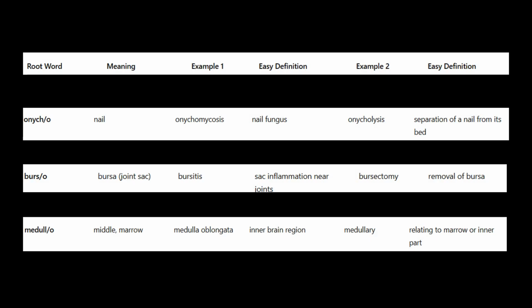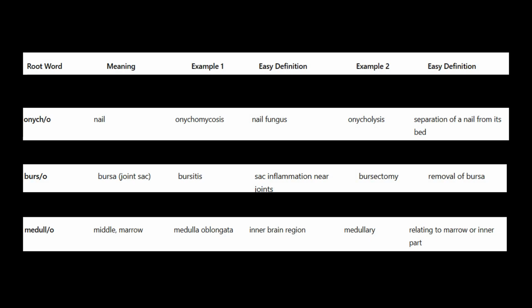Likewise, there is a terminology, onycholysis, which means separation of a nail from its bed. For any medical purpose or for any treatment purpose, if a nail is completely removed from its bed, then that entire process is denoted with the terminology onycholysis, where the root word is onych. Okay. Next root word is burs or burso.